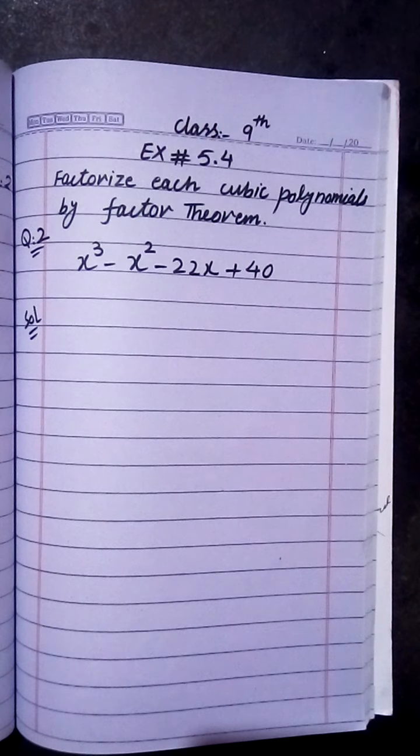Cubic polynomial means its highest power equals 3, like x cube minus x square minus 22x plus 40. Okay, the first step for this exercise is to let this question equal p(x). You have to name it as x cube minus x square minus 22x plus 40. This exercise is important from the point of view of long questions in board exams, so you have to do it carefully. First of all, let this equal p(x).